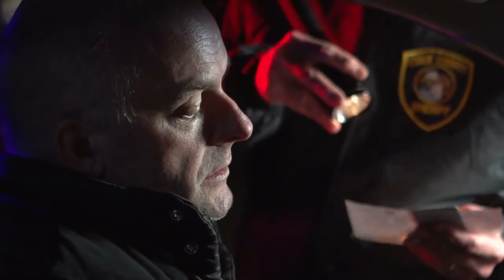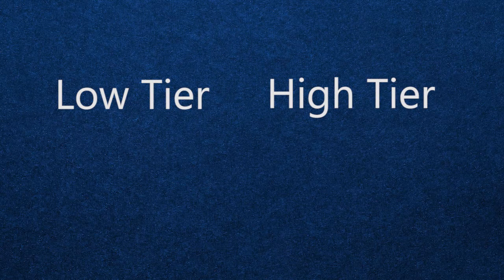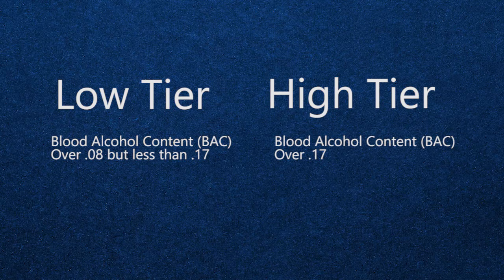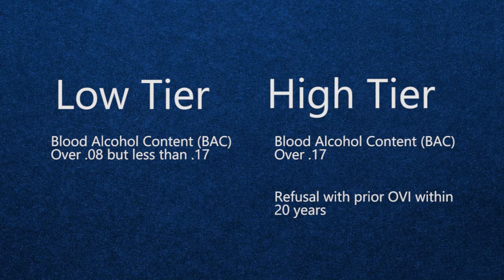alcohol content, BAC, level. If you agree to take the breath test and registered a BAC of 0.08 but less than 0.17, you have a low-tier OVI. If the level was greater than 0.17, you have a high-tier OVI. You will also have a high-tier OVI if you refuse the breath test and have had another OVI during the previous 20 years.